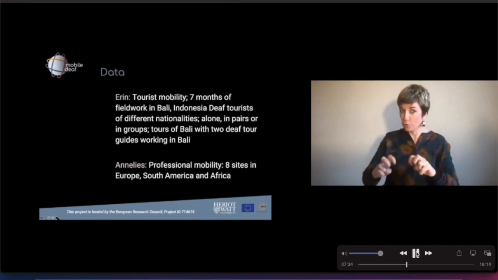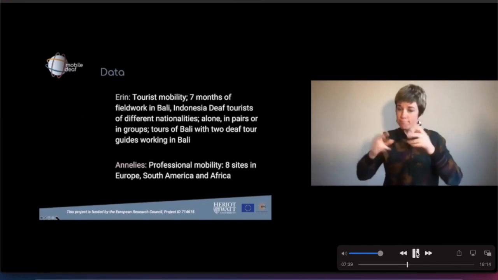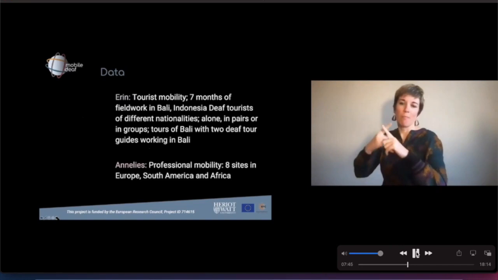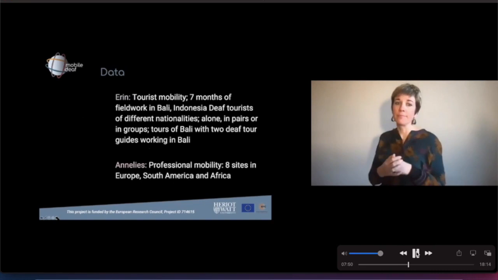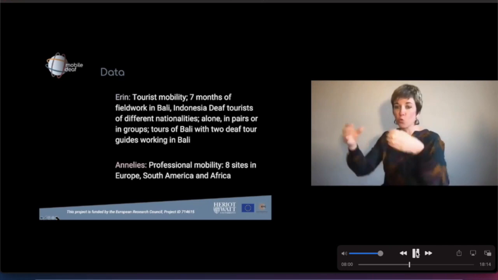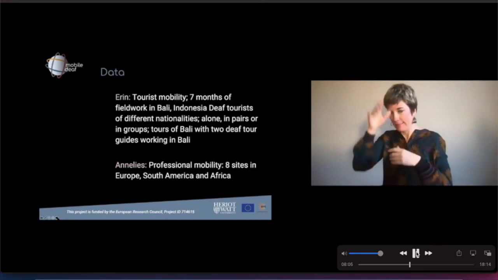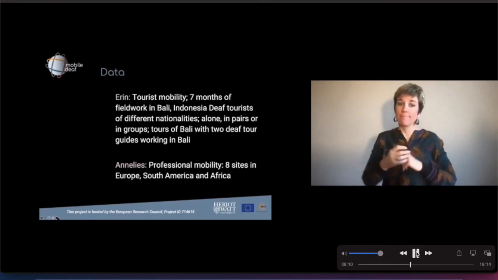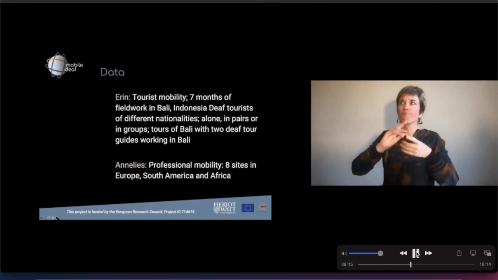So the data that we're going to show you is from a research project. We're both part of the Mobile Deaf Project, which focuses on international deaf mobilities. We look at communication and translanguaging as well as intersectionality as our frames. Erin's data came from tourist research that she conducted in Bali over a 7-month period, looking at deaf tourists coming to that island from various different countries around the world in small groups, with two different tour guides operating on the island. The second data set is from my work on international professional deaf mobilities, where I collected data from training courses, from international conferences and sporting events and such like from around the world.